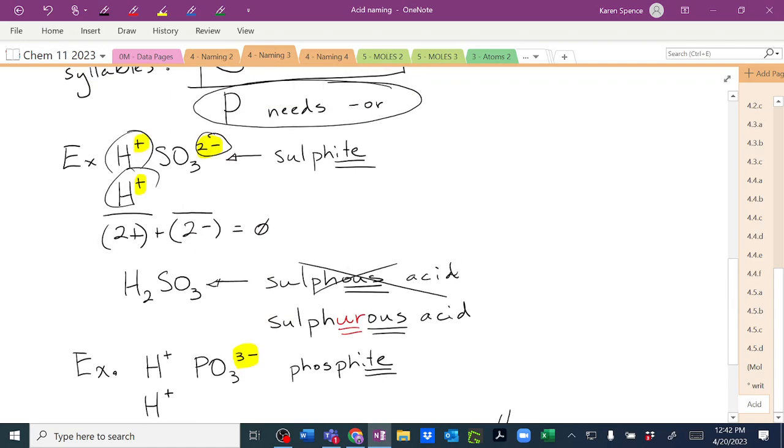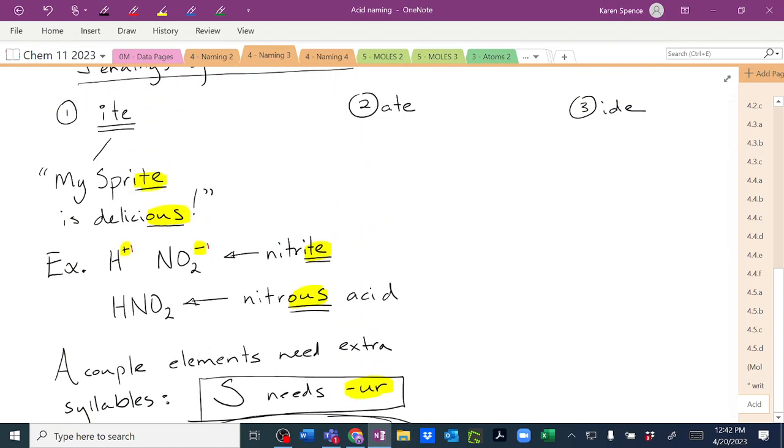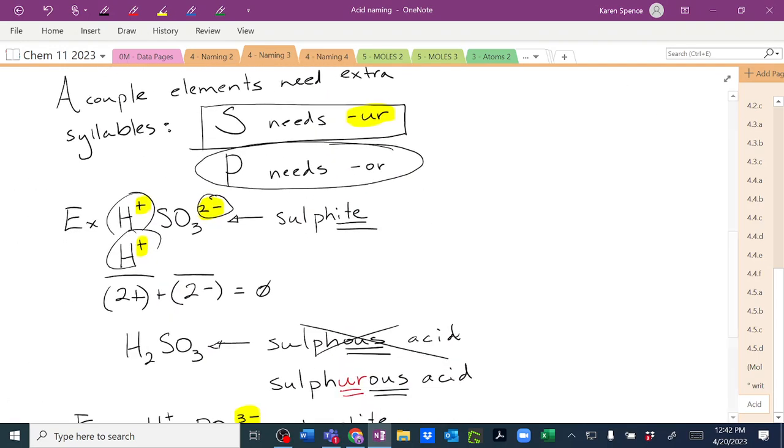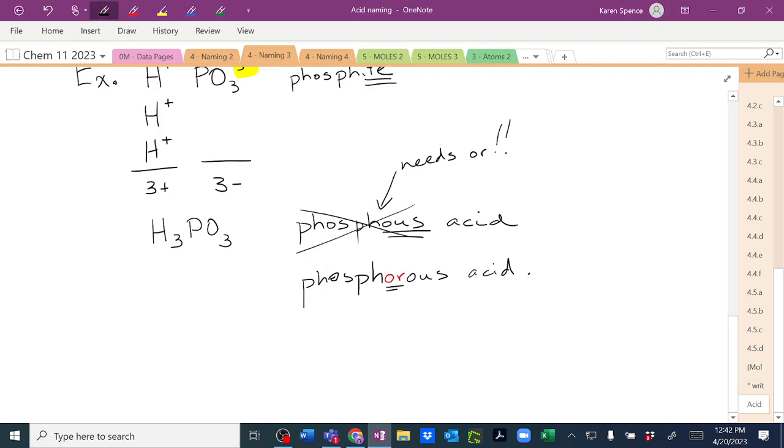All right, that was our ite ions. Ooh, I should have put this a little further over. Or maybe I should just go down. Maybe I should just keep going straight down. Let's do our ate ions now.